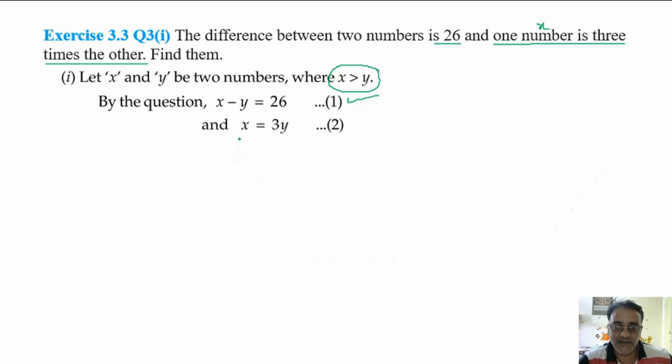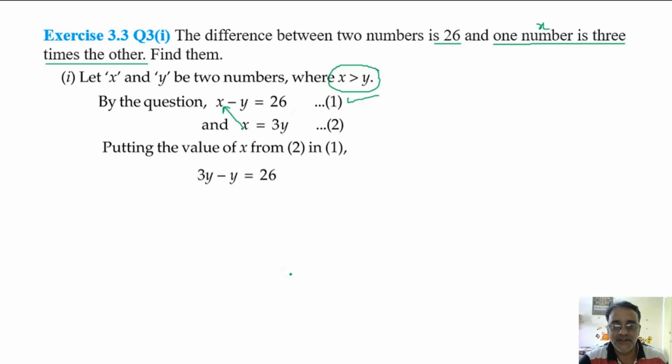Now here what we will do, we will use substitution method, क्योंकि substitution easy है यहाँ पर. x के जगह पे हम लोग 3y डायरेक्ट सब्स्टिट्यूट कर सकते हैं. So what we will do, putting the value of x from 2 in equation 1, we'll get 3y minus y is equals to 26. That is 2y is equals to 26. Any doubt here? No, sir.